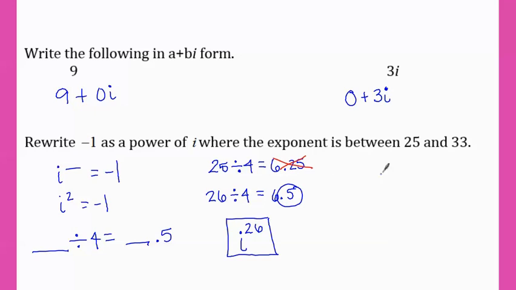Now, see if you can figure out if there are any other exponents between 25 and 33 that would also work. Hopefully you figured it out that i to the 30th would also simplify to give you negative 1.